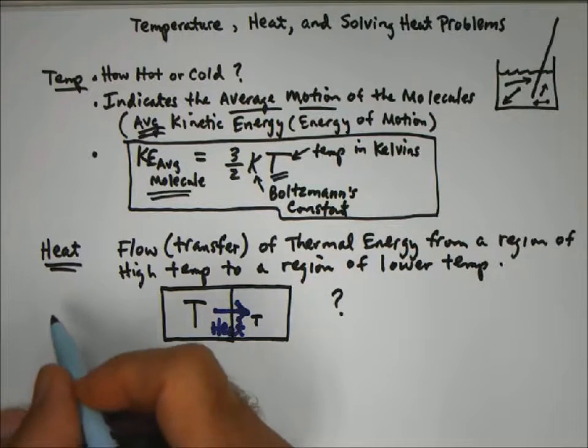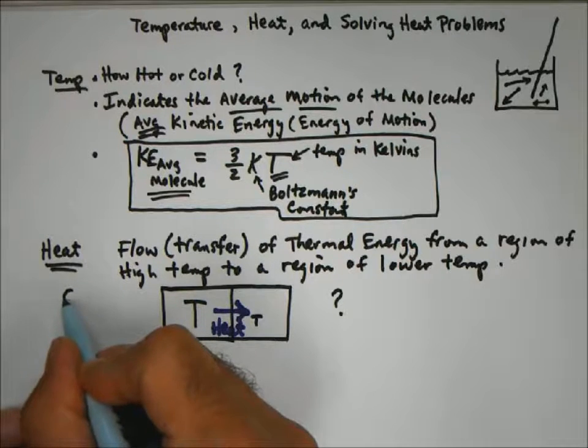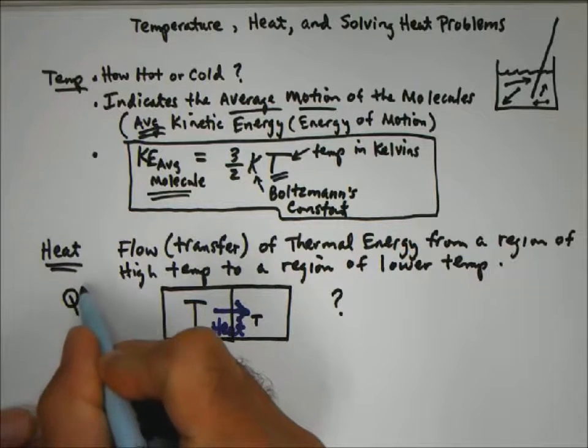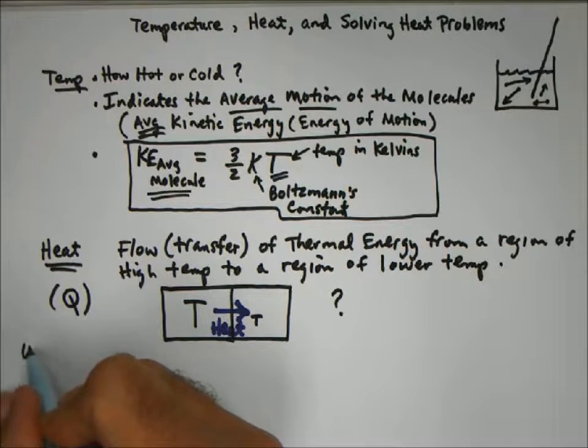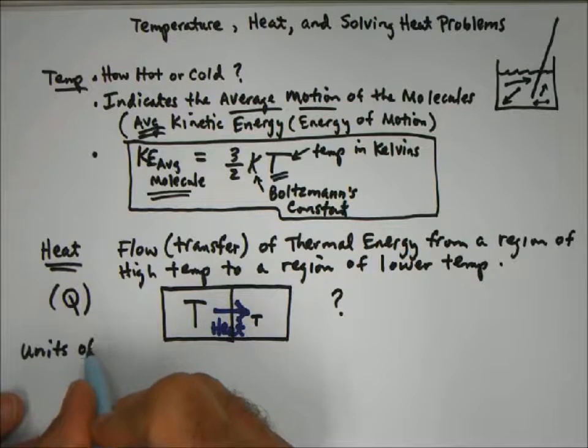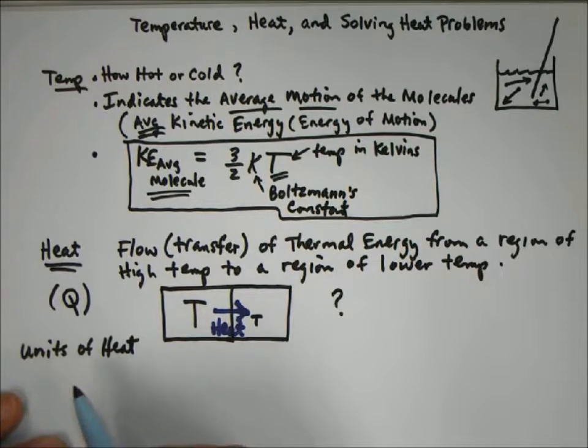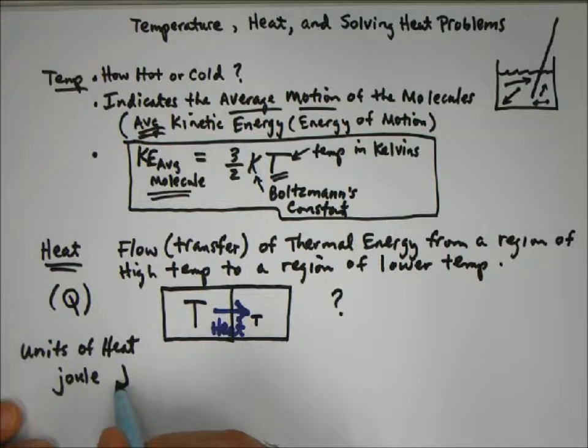Now in chemistry, oftentimes heat is symbolized by the letter Q. And the units of heat, at least in the international system, are joules. A joule is a unit of heat, named after James Joule, and the symbol for it is a capital J.